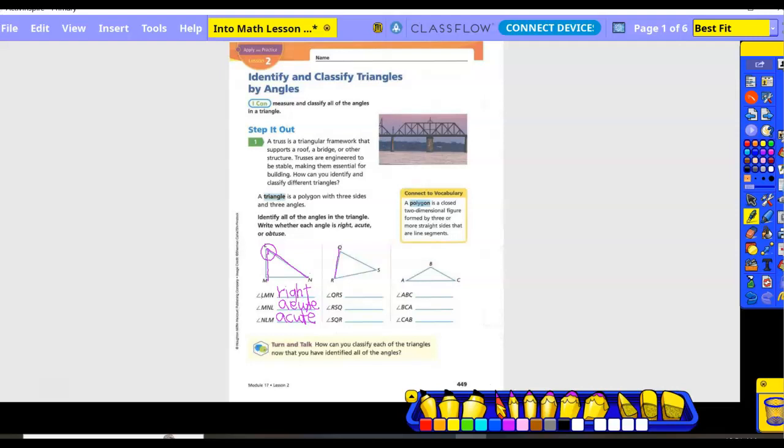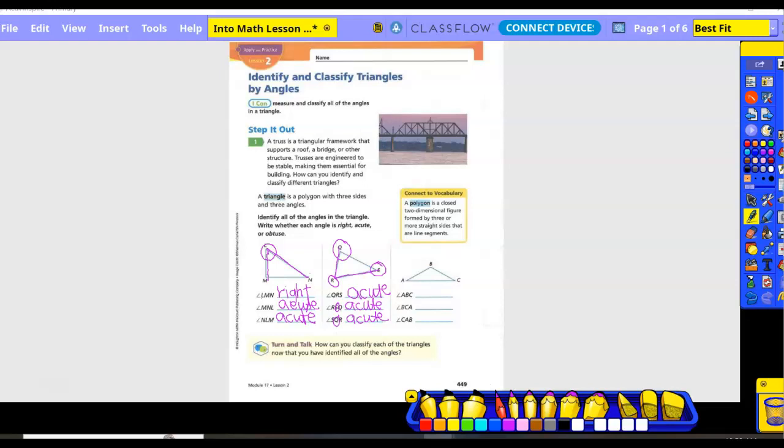Okay, so QRS. So what point am I looking at? R, right? Okay, so what is R? Acute. RSQ, which one am I going to look at? S. So what is S? Acute. And then this one, angle SQR. What am I looking at? That Q, right? What type of angle is that? Acute. So all of those are acute.